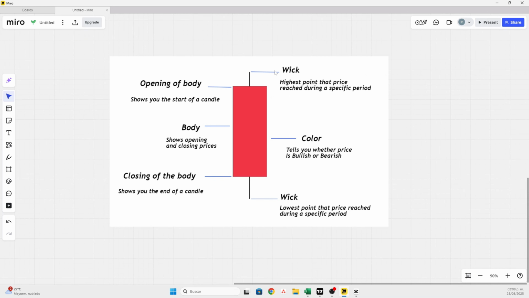The wick is the same, is the highest point. The wick here is the same, is the lowest point. The color is gonna be different, of course. Instead of green, it's gonna be red. So bearish, basically. Body is exactly the same, shows opening and closing prices. The concepts are basically the same. The only thing that will change on a bearish or red scenario will be the closing and the opening of the body. In a bearish or red scenario, the opening will be above the closing.